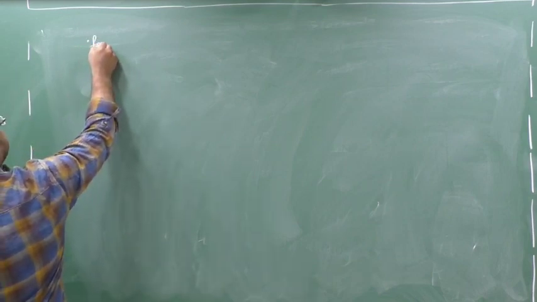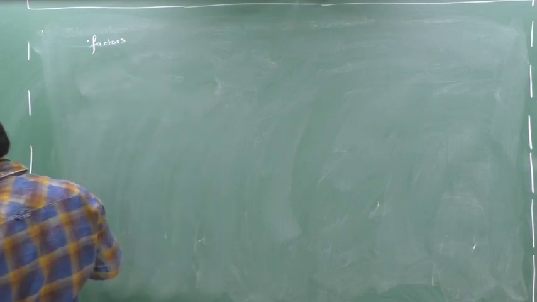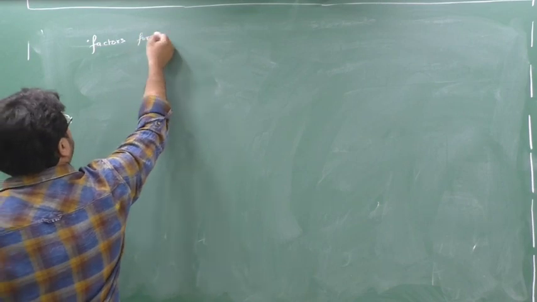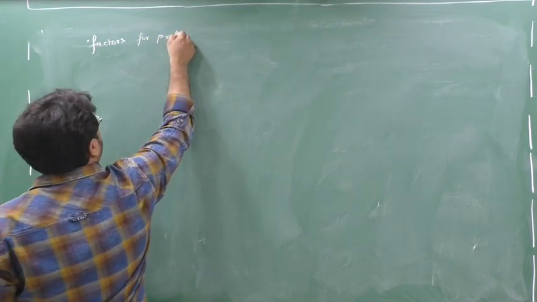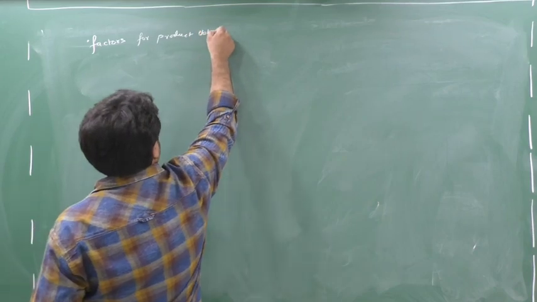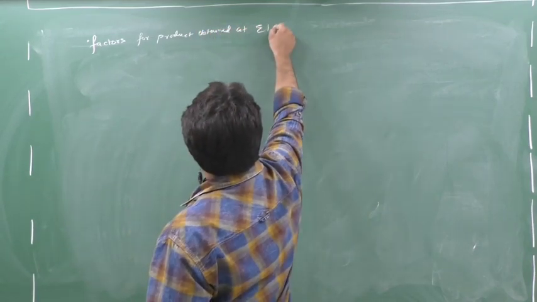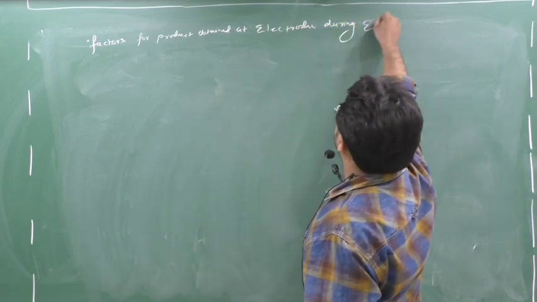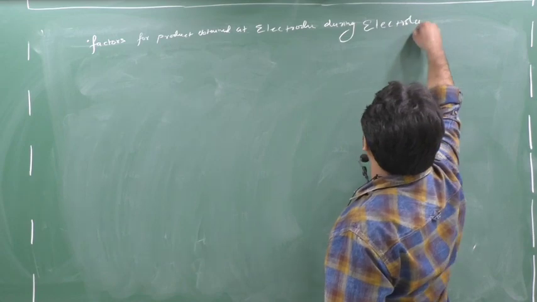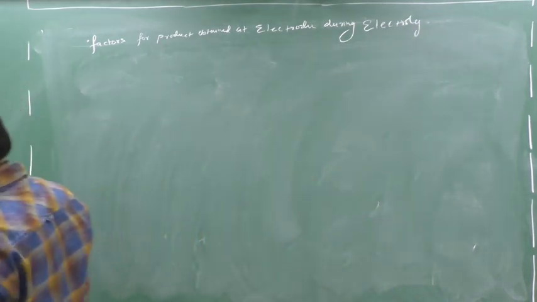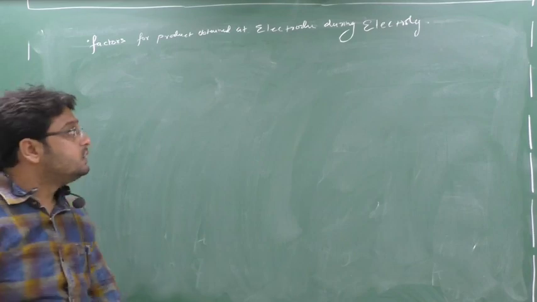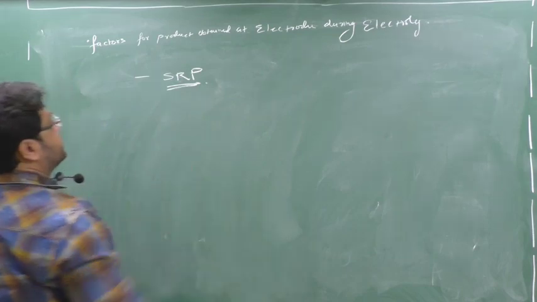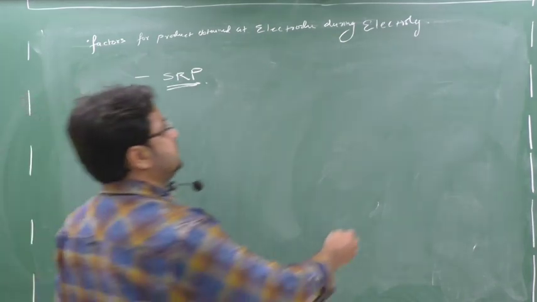A very simple question: factors for product obtained at electrode during electrolysis. So what can be the factors? See, it's very simple. You have to remember, the first factor is their SRP values. Yes or no? The product obtained during electrolysis.